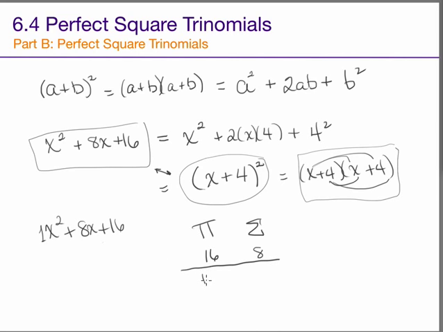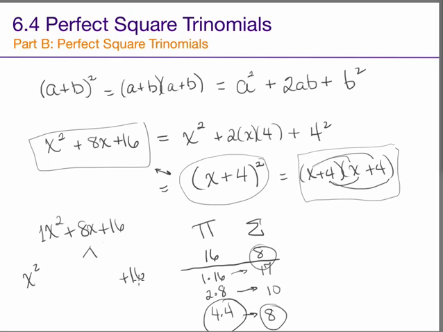The ways that I can write 16 are 1 times 16, 2 times 8, or 4 times 4. These ones add up to 17. 2 and 8 add up to 10. 4 and 4 add up to 8. And that's the one I want. So these are the numbers that I'm going to use to split up my middle term. Let's rewrite the problem, but instead of 8x, I'm going to write plus 4x plus 4x.